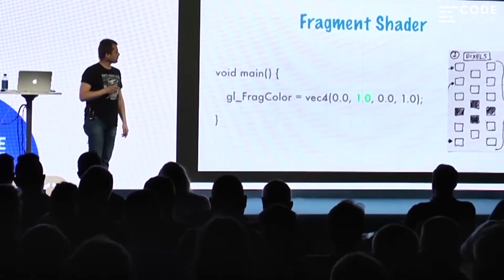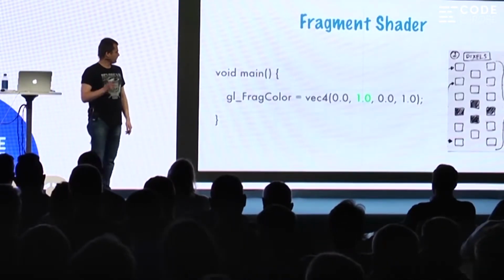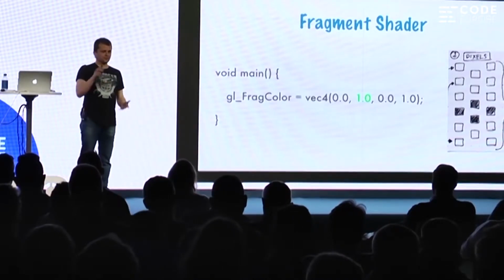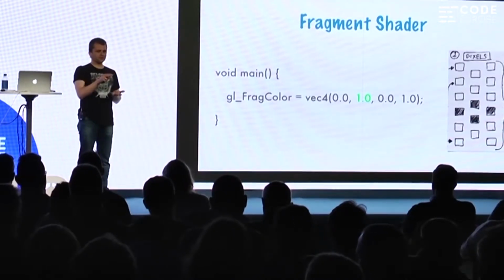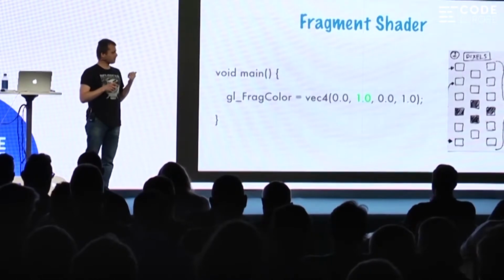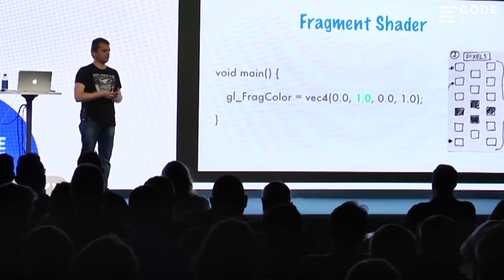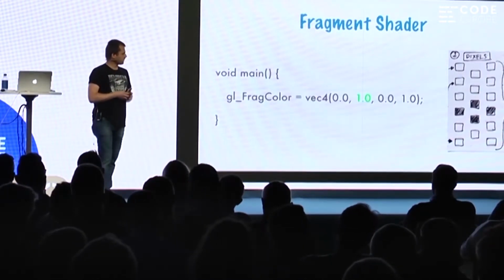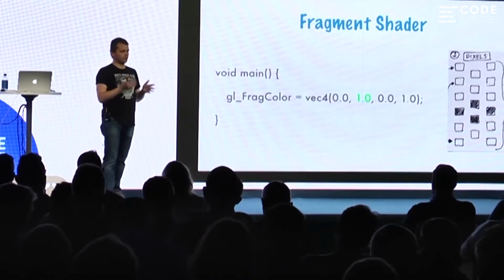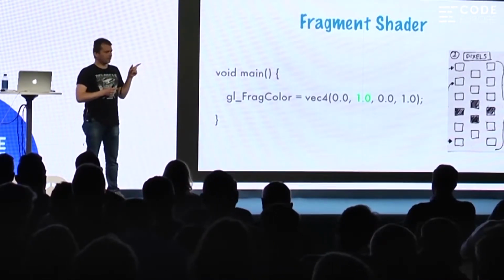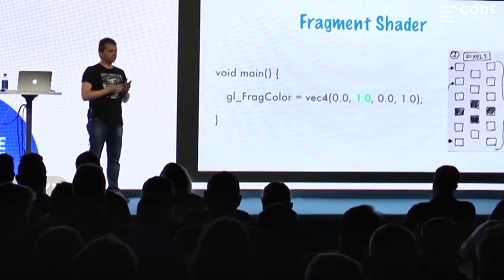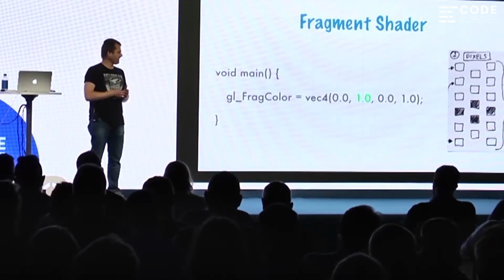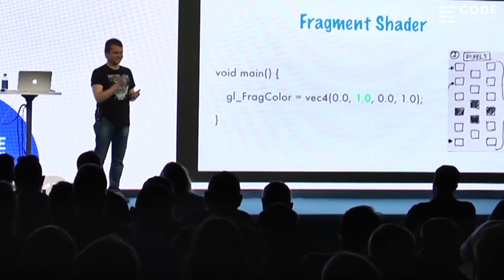So now, time for the fragment shader. The idea is the same. The graphic card invokes the main function and expects gl_FragColor, so the color of the pixel at the end. In this case, we're setting it to full green. And this time, the 1 at the end means it's fully opaque, fully visible.